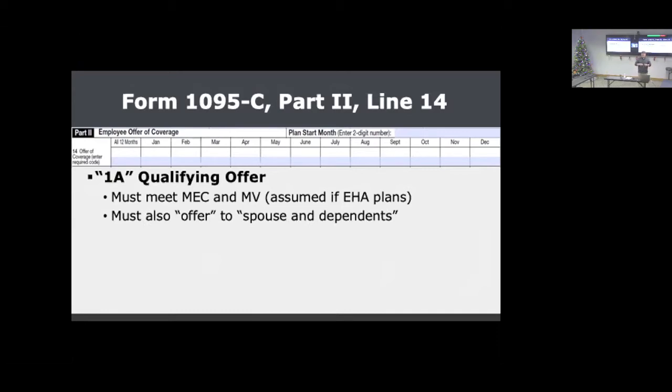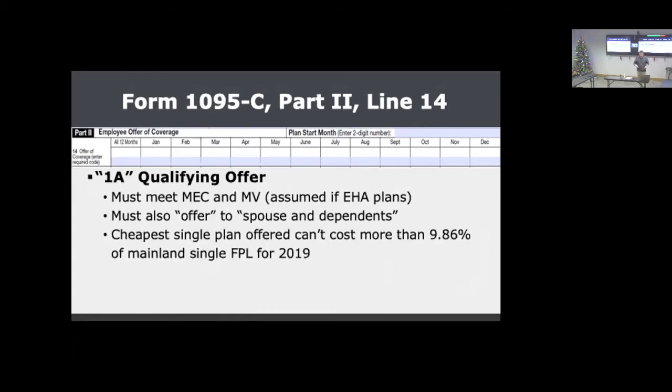You must offer to spouse and dependents. Do you see now why that last slide was so important, right? Because if you cannot say, yes, Connie Cook, you can enroll your spouse and dependents, you just got to come out of pocket to pay for it, then you can't use this code. Even if the amount that Connie would have had to pay toward the single is 0, you can't use 1A if Connie couldn't have voluntarily enrolled and paid for her spouse and dependents.